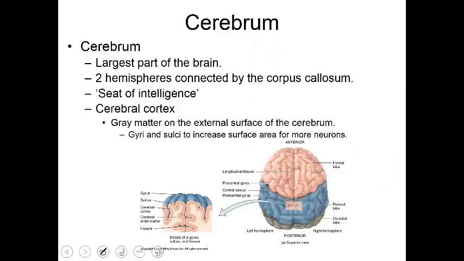The next, and the biggest region of the brain, is the cerebrum. And we've already talked about the longitudinal fissure. We've talked about the frontal lobes, the parietal lobes, and the occipital lobes. We've talked about the central sulcus as well. Now, the whole purpose behind having these gyri and sulci is to increase surface area.